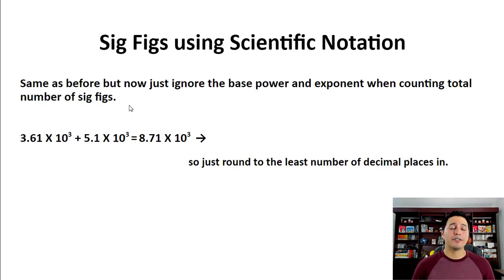Now let's go ahead and take a look at using sig figs in scientific notation. Now this is going to be exactly the same as before, but now I want you to ignore the base 10 and exponent when counting the total number of sig figs. So here we have 3.61 times 10 to the third plus 5.1 times 10 to the third.